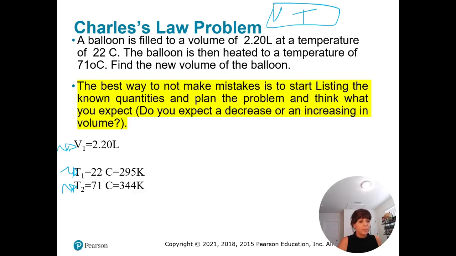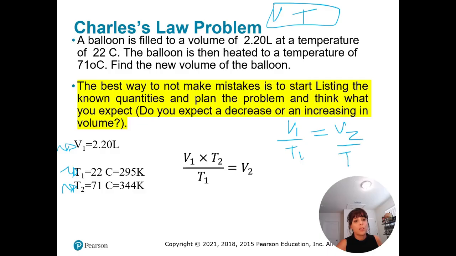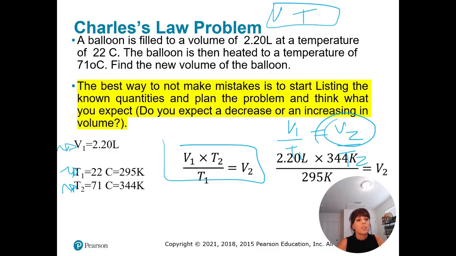So now what I have is the formula. I know the formula is V1 divided by T1 equals V2 divided by T2. What I want is V2, so I got this. Now it's just plugging in the data that you already have. So now we're going to have V2. What happened, the volume increases? That's right. This is what we were expecting before, right?